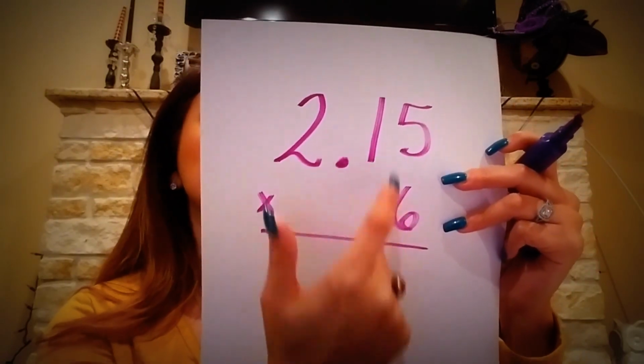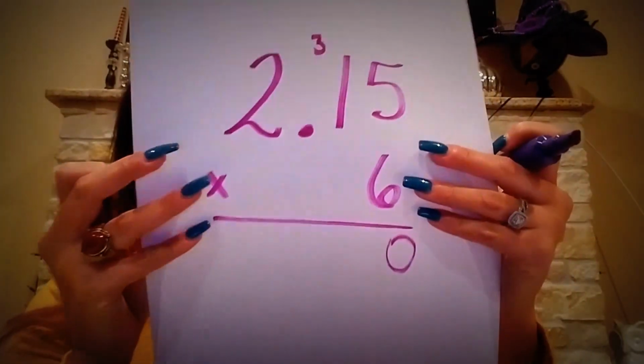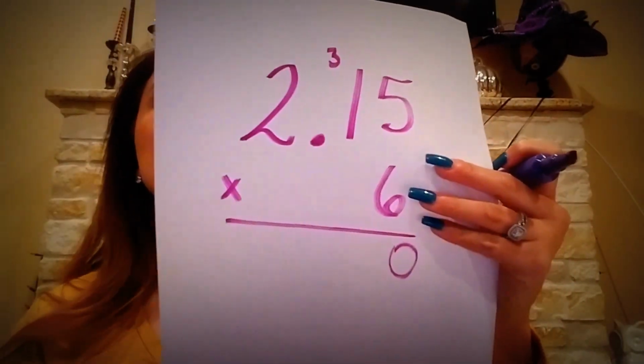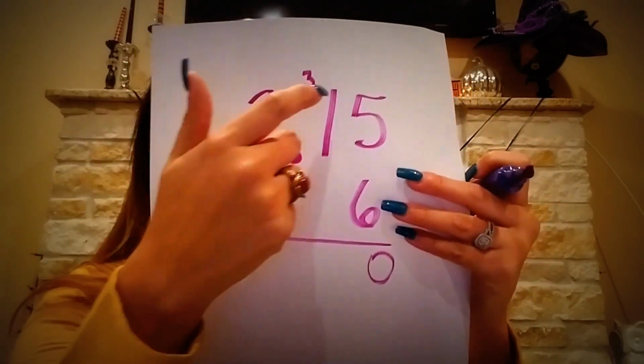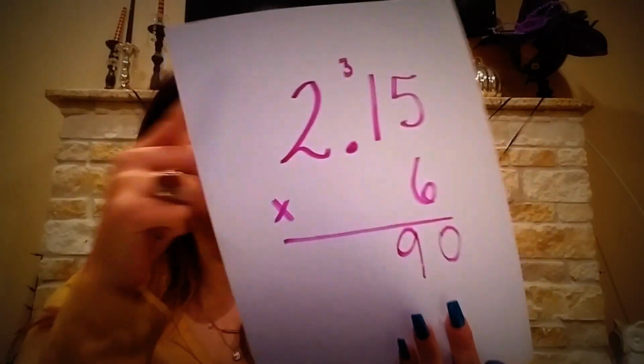So starting here, I want to multiply 6 times 5. You know your 5, so that's going to give you 30. So put my 0 down and carry over my 3. Okay. Then I'm going to do the 6 times 1 plus the 3. 6 times 1 is 6 plus 3 more is 9. Nothing to carry over because it's just 9. It's less than 10. And then 6 times 2 should give you 12.